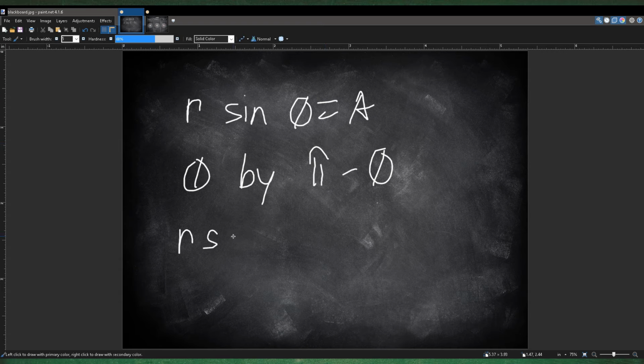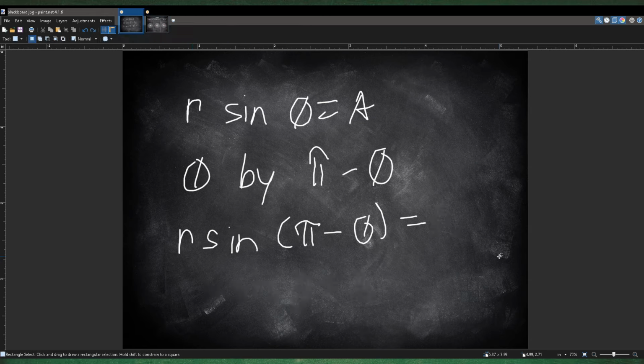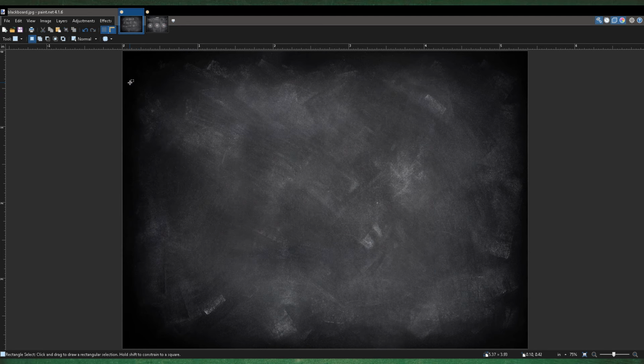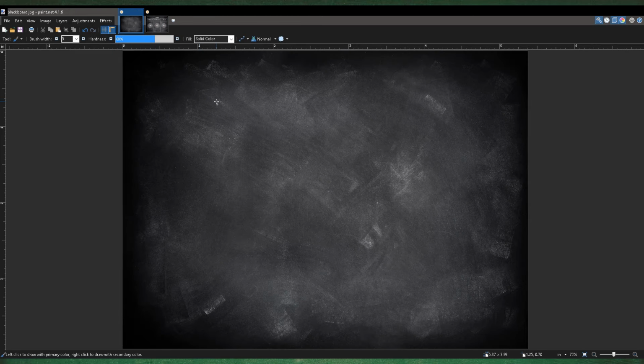So basically you have r sine of pi minus theta is equal to a. And if you use some of the properties, it simplifies to r sine of theta is equal to a. This and this are equivalent. That's what they're saying. And it's kind of hard because I don't want to show the Pythagorean identity, but if you want to look it up, you could. And then this one would be easier with just r cosine theta. So it passes the first test.